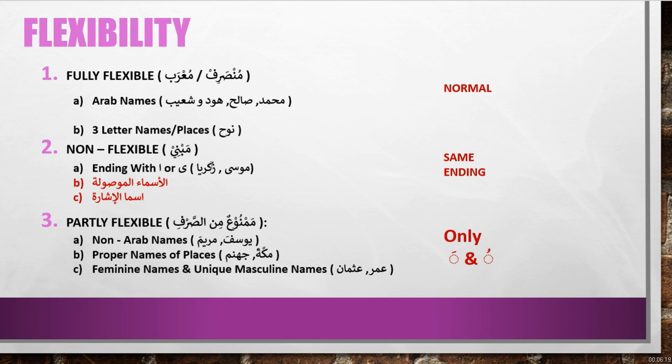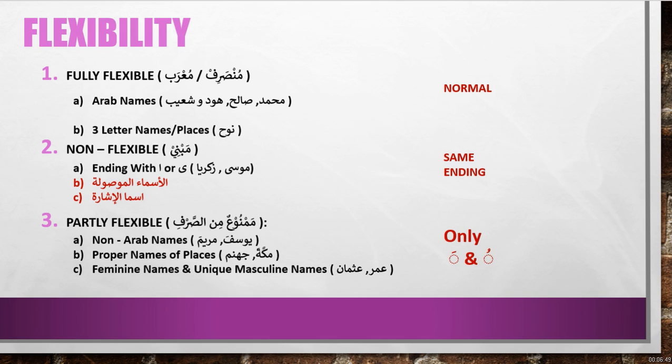That's why we are learning flexibility, so that you can understand, oh, I see. So there's a change of flexibility, so you don't get confused. And feminine names and unique masculine names. All feminine names are partly flexible, and unique masculine names are also partly flexible. That means Omar, you will find Omarun and Omaran. You won't find Omarin. Same for Osman. So this is something we did.